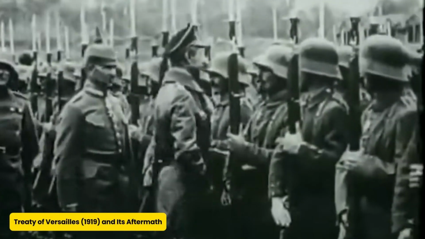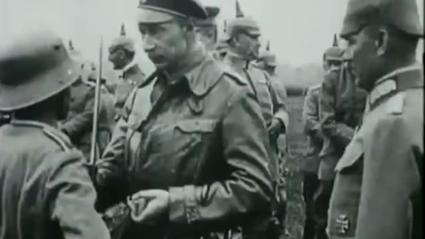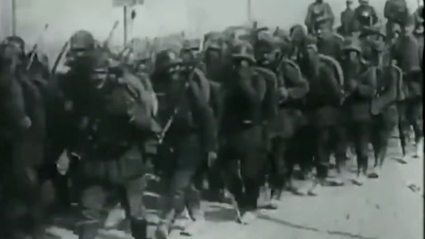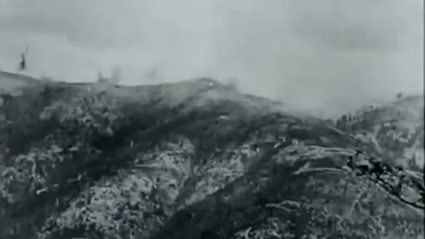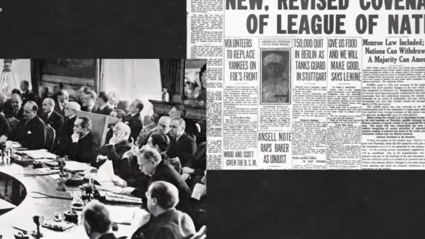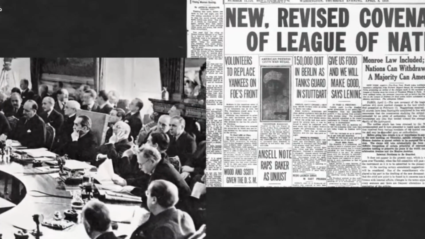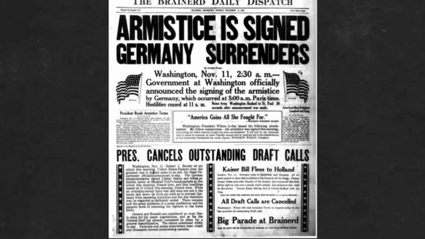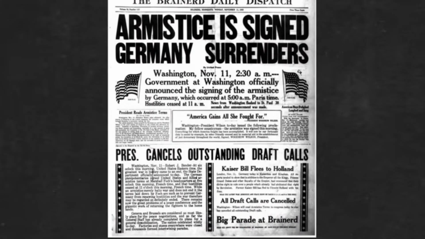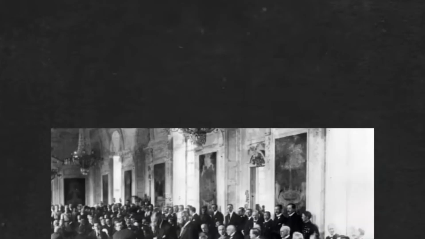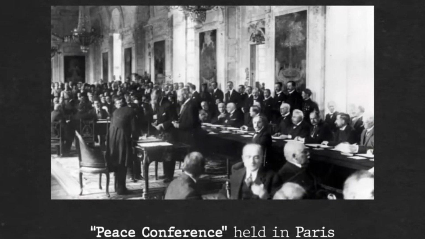Treaty of Versailles, 1919, and its aftermath. The Treaty of Versailles was designed to bring a definitive end to World War I, but its harsh terms placed on Germany led to a series of unintended consequences. By imposing significant territorial losses, disarmament, and crippling reparations on Germany, the treaty created a climate of economic devastation and national humiliation. This environment became fertile ground for extremist ideologies, particularly the rise of Adolf Hitler and the Nazi Party.